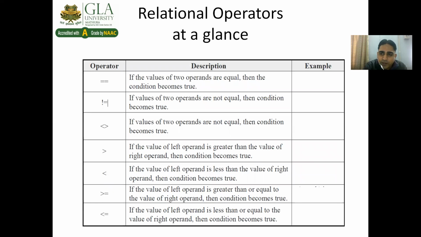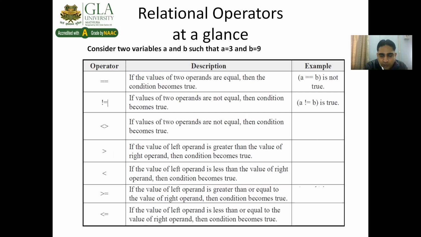For example, we have the double equal to operator. It is for checking whether both sides are equal or not. If the two values a and b that we are using are 3 and 9 respectively, then a double equal to b is not true. It means it is going to be false, because 3 double equal to 9 is false.